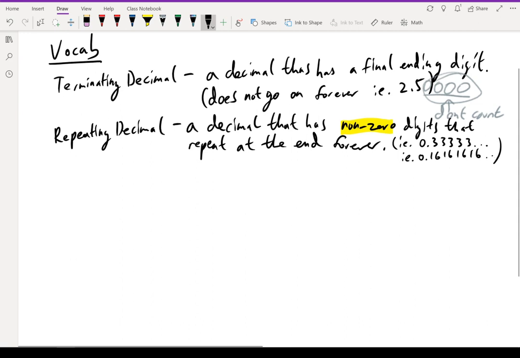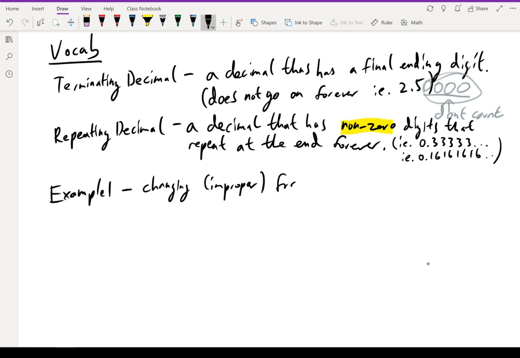So example 1 will be converting or changing a fraction, or an improper fraction, I'll put improper in a bracket, to decimal. The improper can be in a bracket because both an improper fraction and a normal fraction are done the same way. So I have two examples here. A, let's have 3 over 8, and then B, I'm going to use an improper fraction, 15 over 4.